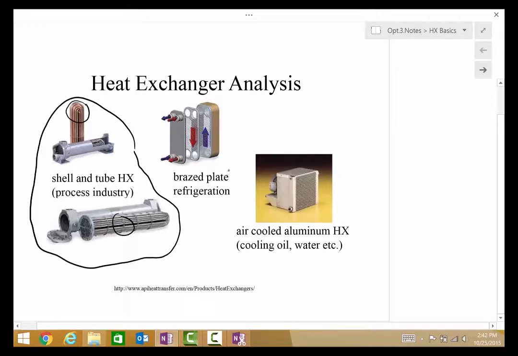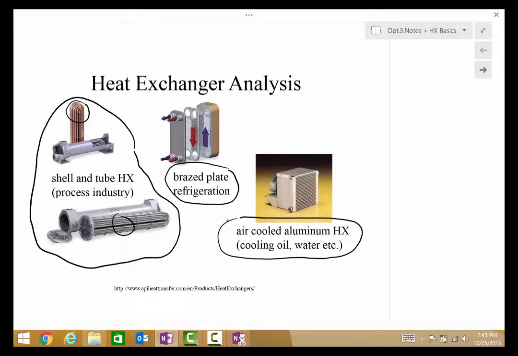You can have refrigeration type mixtures in this brazed plate heat exchanger, or you can have compact heat exchangers, which might be shown and depicted by this aluminum heat exchanger on the right side. Common to all these different types of heat exchangers are some sort of basic analysis technique, and we'll discuss how to analyze these systems using a relatively simple model.